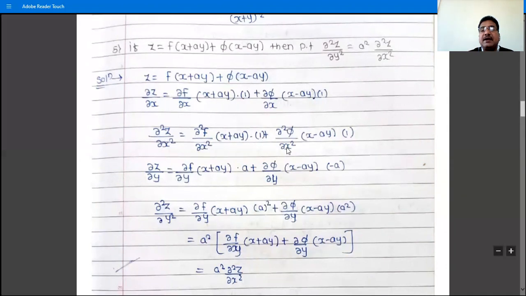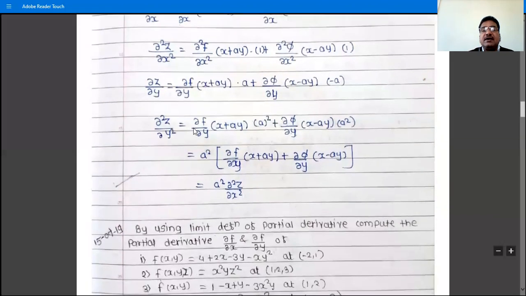Then ∂²f/∂x², x minus ay, the derivative of x minus ay is 1. Then ∂z/∂y is ∂f/∂y at x plus ay, into the derivative of x plus ay with respect to y, which is a. Similarly, ∂f/∂y at x minus ay, and the derivative of x minus ay with respect to y is minus a.